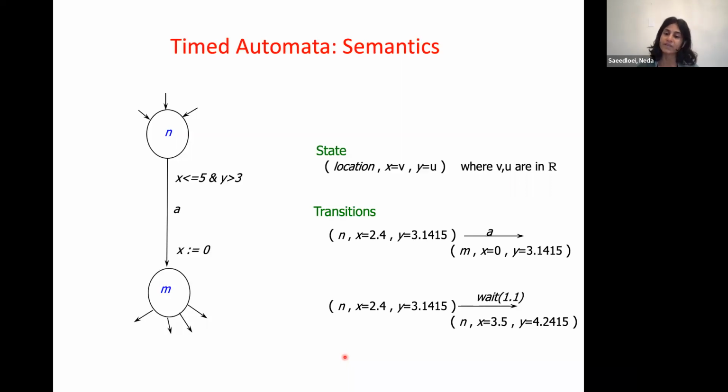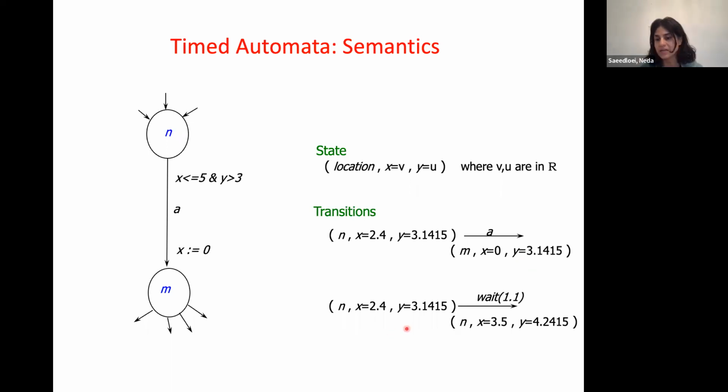Now, we said earlier that there are two kinds of transitions. The first transition takes place on action A. As a result of that, the location changes from N to M. The value of clock X before the transition was 2.4, but because the clock gets reset during the transition, the updated value of clock X is 0. However, the value of clock Y has not changed, as I said before, because the action transitions are instantaneous. They do not take any time.